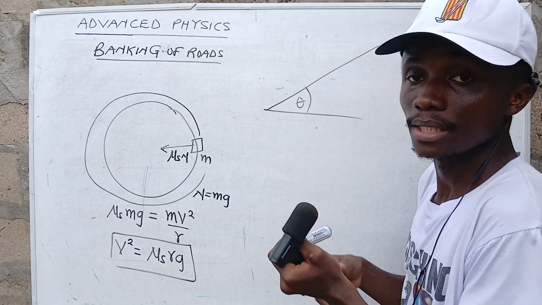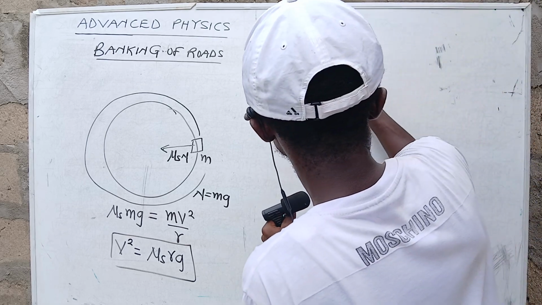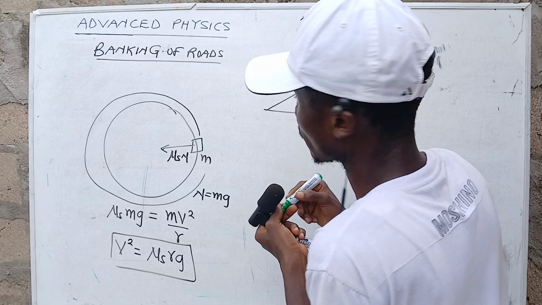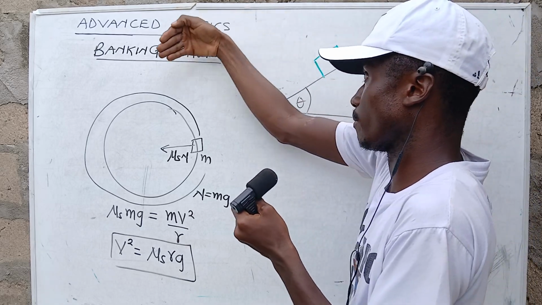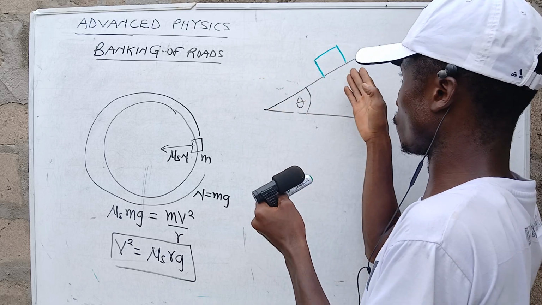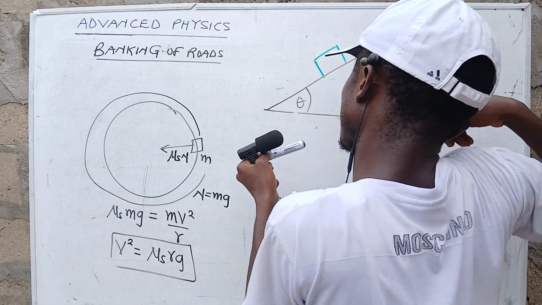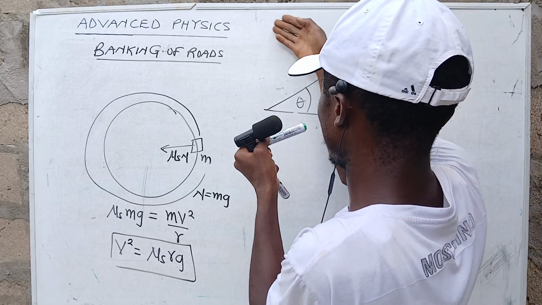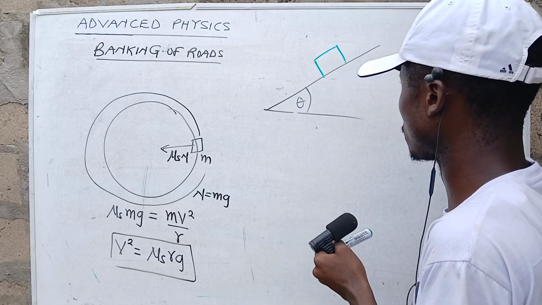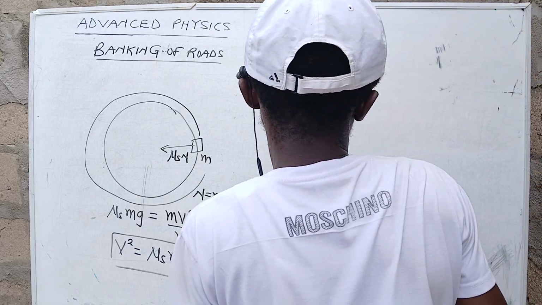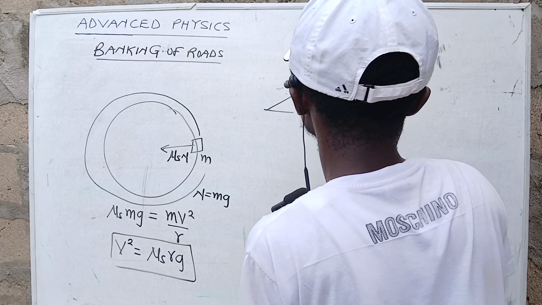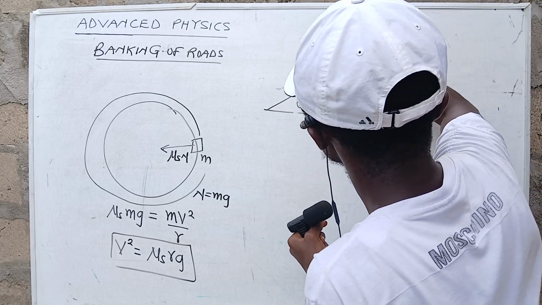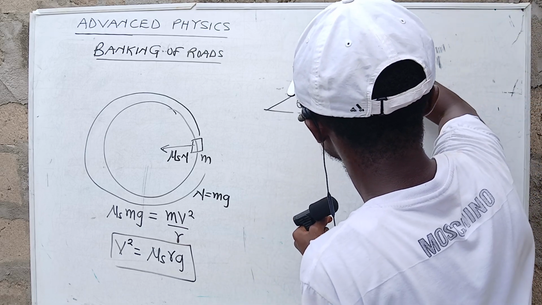Just bank the road. So now this is the car. The car is part of a bigger curve that goes inside the blackboard and comes out. So it is a road that goes into the blackboard that way. Just have to imagine that. So then this is mg of the car. This is a normal reaction force N.